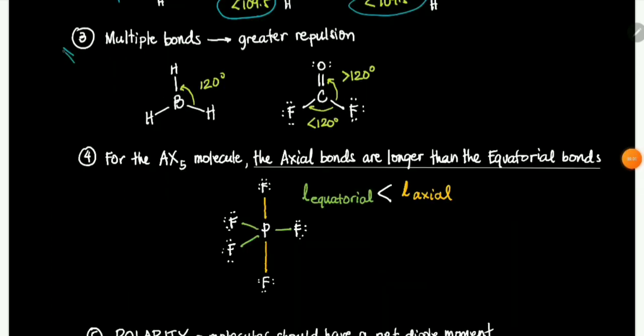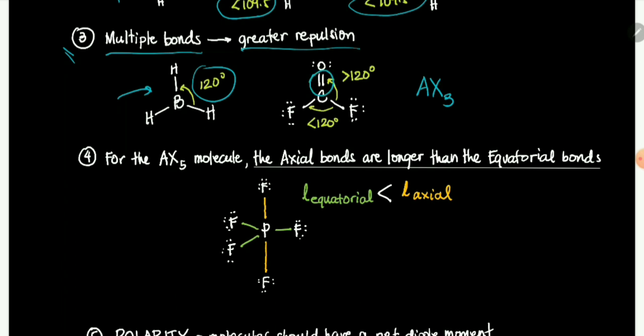So for number 3, multiple bonds means greater repulsion. So makikita natin sa mga examples na pareho silang AX3 molecule type. Dito sa BH3, makikita natin na 120 degrees yung angle between any two adjacent hydrogens na ligand ng inyong molecule. So dito, meron tayong makikitang double bond.